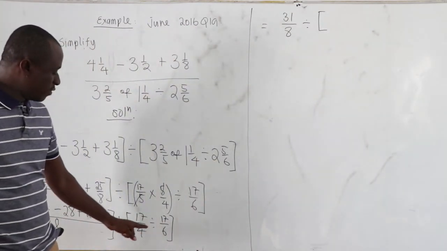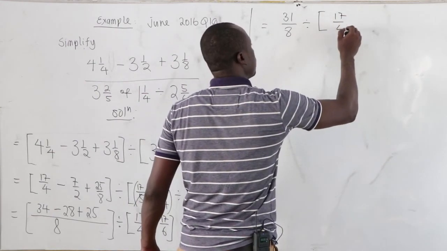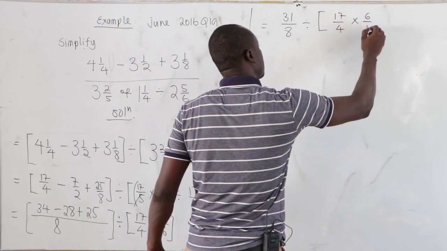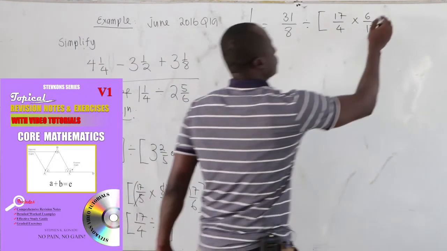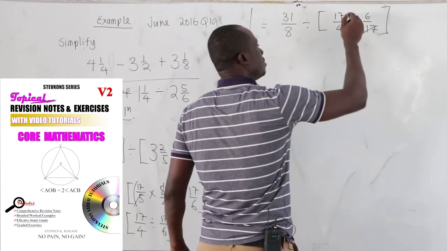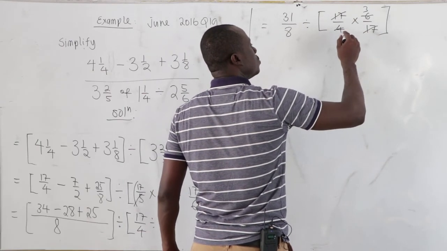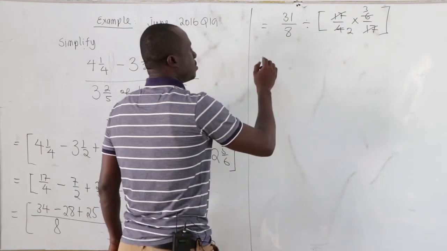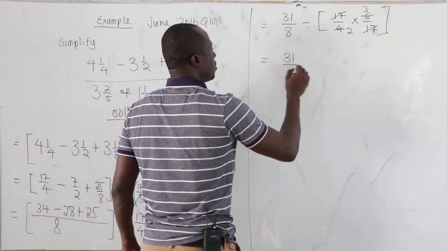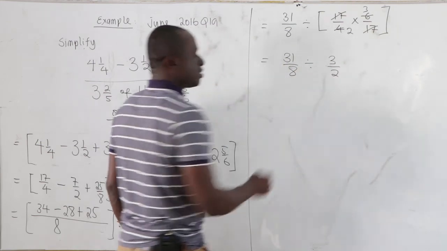Now let's see, we have divided by, let's bring our bracket. Now 17 over 4 divided by 17 over 6, so that will be 17 over 4 times 6 all over 17. We have to take the reciprocal. Now what can we see? This 17 will cancel this 17. 2 will go into 6, 3 times. 2 will go into 4, that is 2 times. So what do you have? We have 31 over 8 divided by 3 over 2.